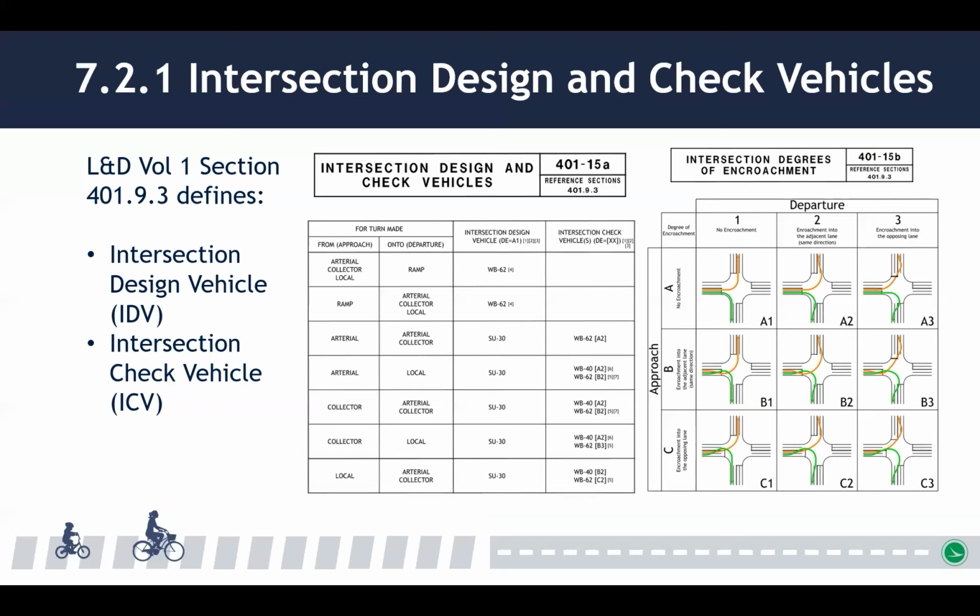The turning maneuver for that intersection check vehicle allows for it to swing wide and encroach into the adjacent lanes, provided there is no significant traffic disruption. In most cases, the intersection check vehicle should not encroach into opposing travel lanes and should not leave the roadway, for example, drive over curbing or leave the paved shoulder.